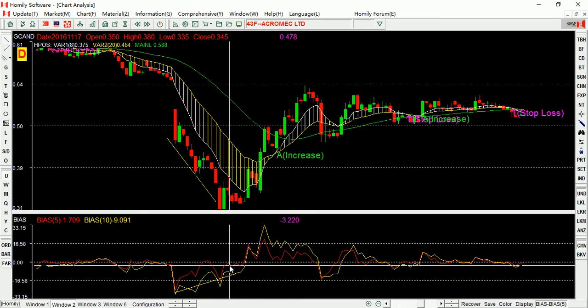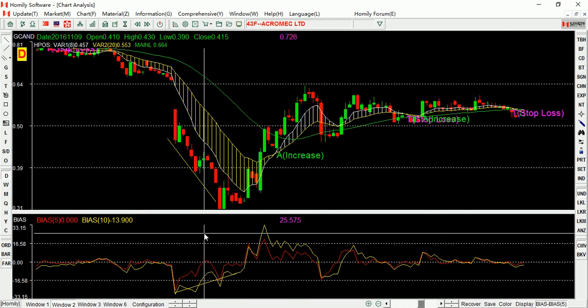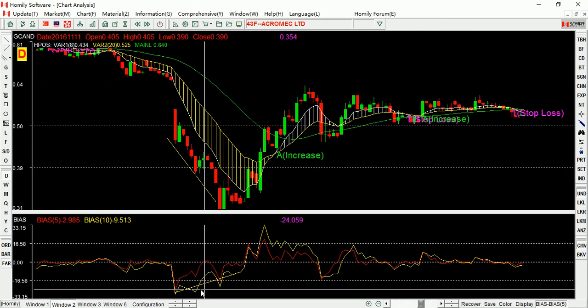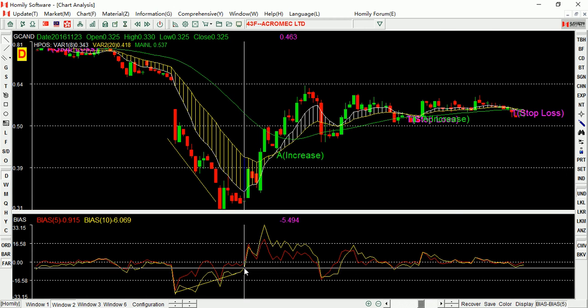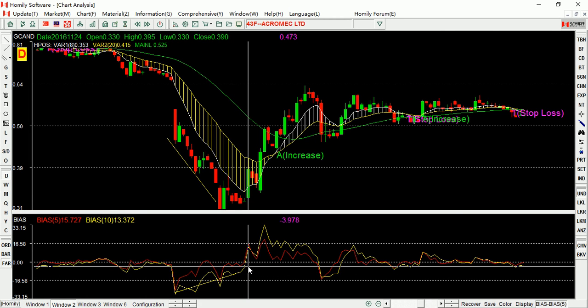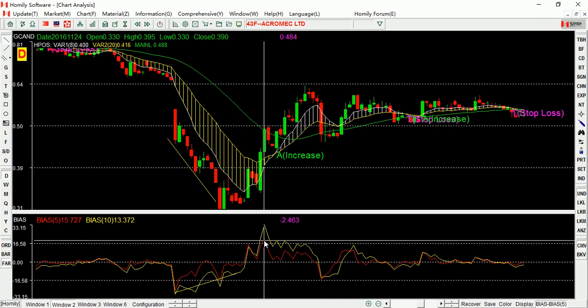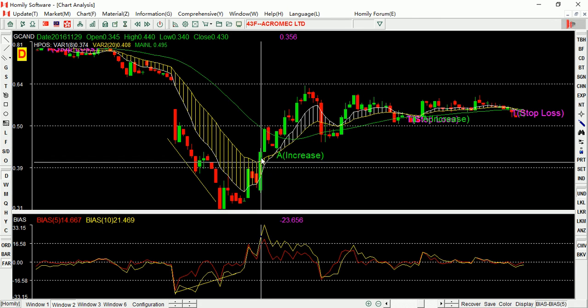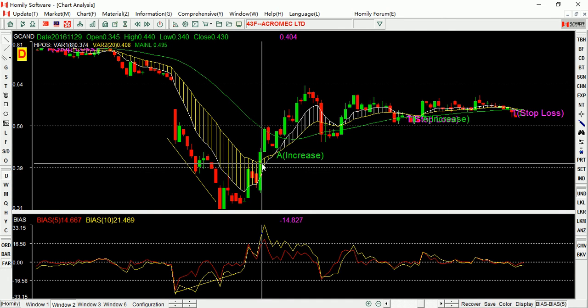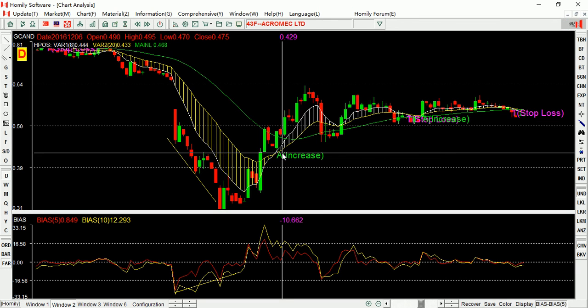Where is the first oversold buy point? When you see the BIAS cross upward through -5, around here is the oversold buy point. Just now I taught you this is the oversold buy point. This is the first buy point for the heavy position. So here, because the candlestick crosses upward over the yellow line and the white line, here is another buy point. So here is the next buy point.